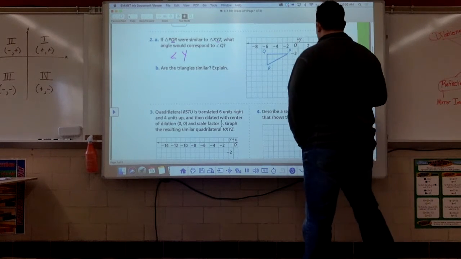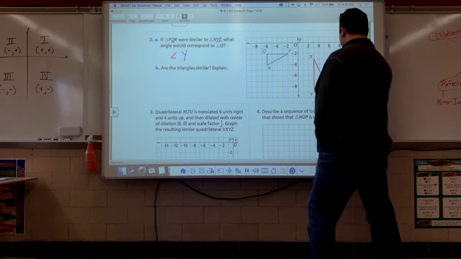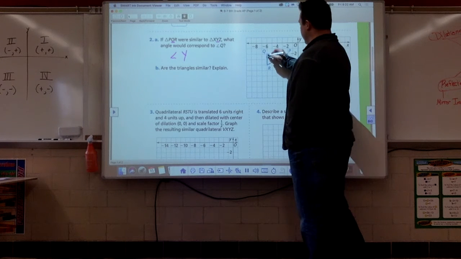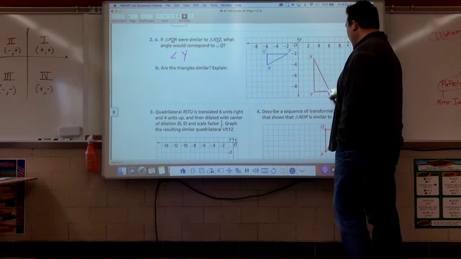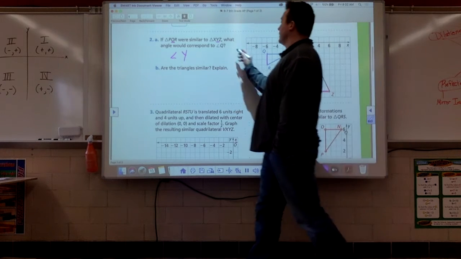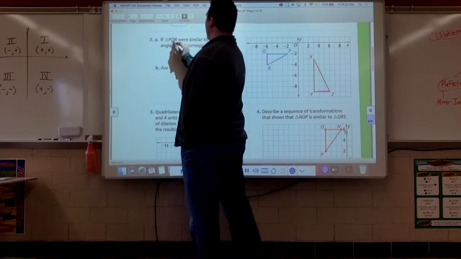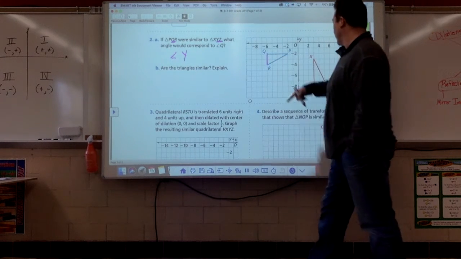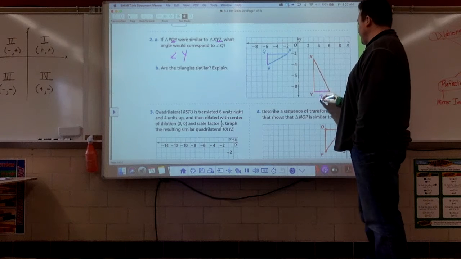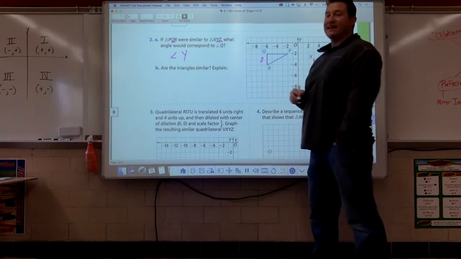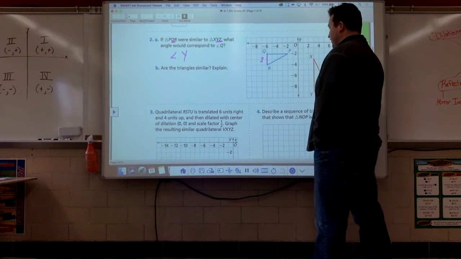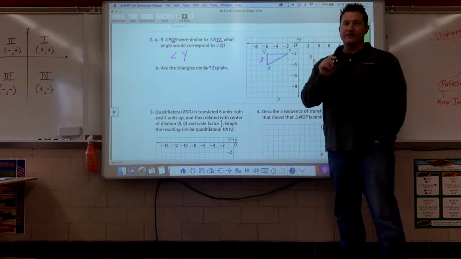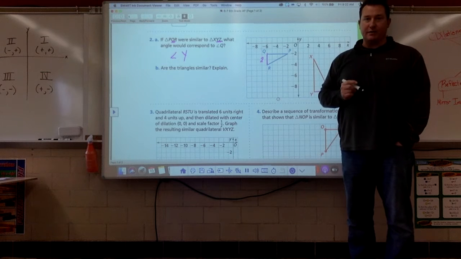All right, so the first thing I would like to do is dilate, right? Great choice. So Y to Z has to correspond to QR, okay? So this has a side length of 3. This has a side length of 2. So I need to shrink a side length of 3 down to a side length of 2. What number do I need to multiply by, right?